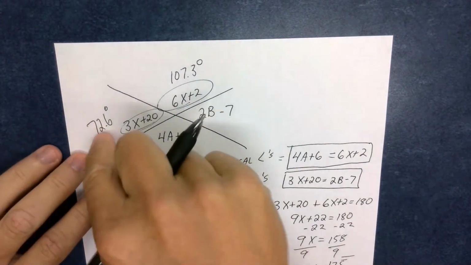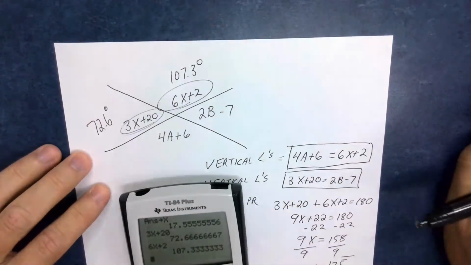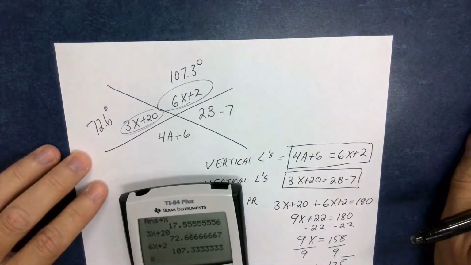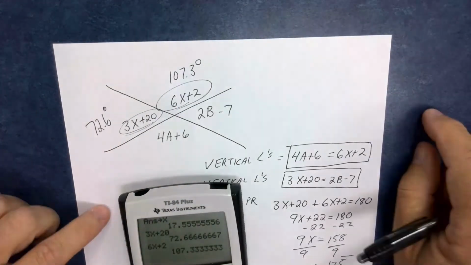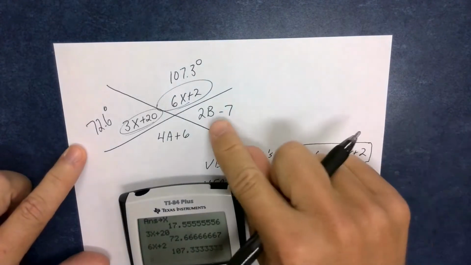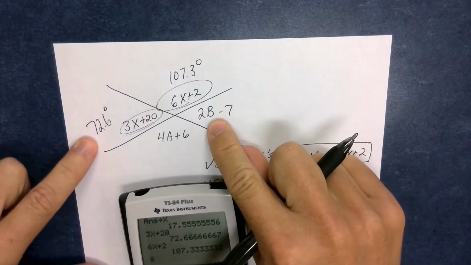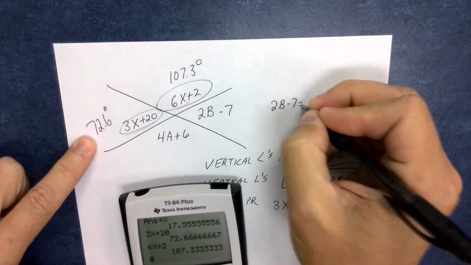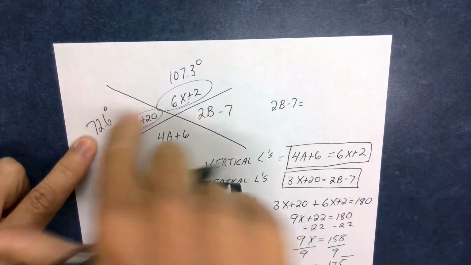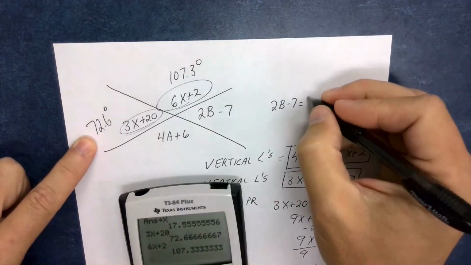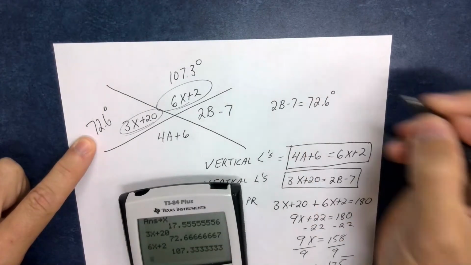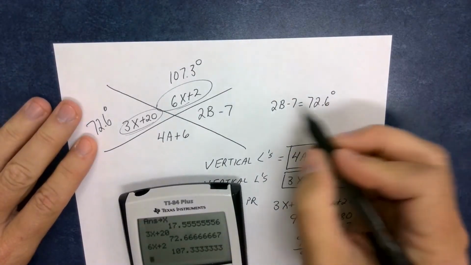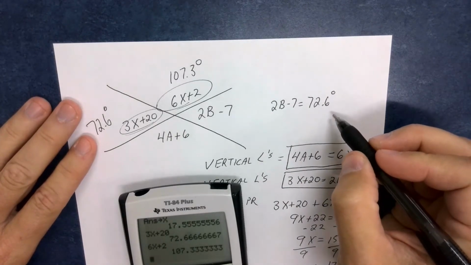And surprisingly, guess what? These two things add up to 180 degrees, because they're a linear pair, and you can check the two numbers, they actually do. Now if I wanted to find out what b was, I could still do that, because I know that 2b minus 7 equals, these are vertical angles, it equals 72.6 degrees. And then I could add the 7 and divide by 2.